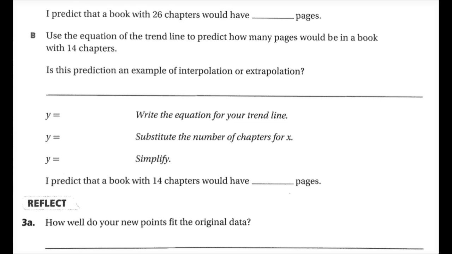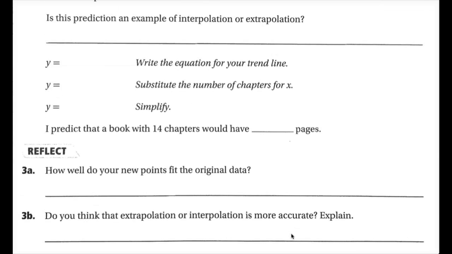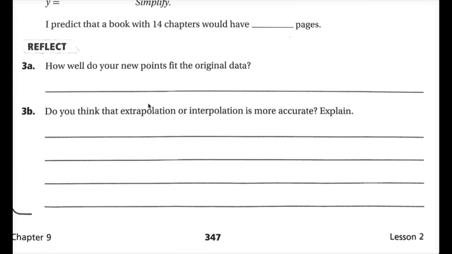Okay, let's take a look at the next part. We're going to reflect now. How well do your new points fit the original data? Here's what they're telling you to do. What they're saying is when I had 26 chapters, it was 260 pages. And when I had 14 chapters, it's 140 pages. This is based on the equation. So if these are your data points based on the equation, go look at your data. Does this pretty much fit with the data? Okay, let's take a look.